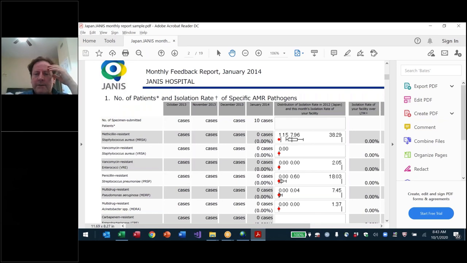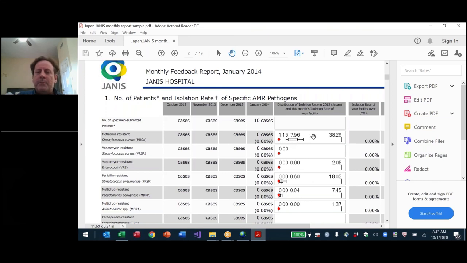The quartiles, or the 90% quartiles are like 1.15. No, I'm sorry, that's the range. The range is the lowest hospital is 1.15. The highest hospital was 38. The median was 7.96. And then these are the 25 and the 90% quartiles.